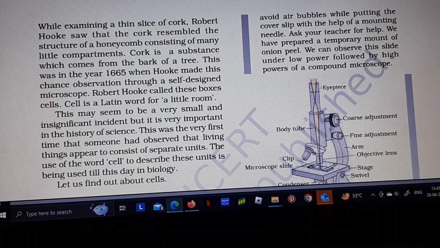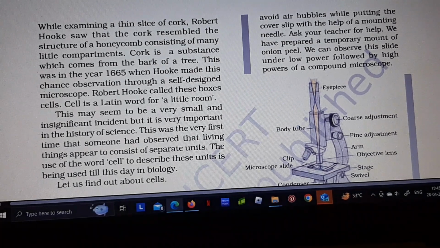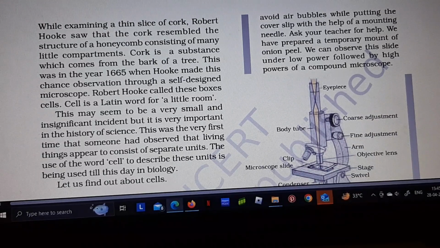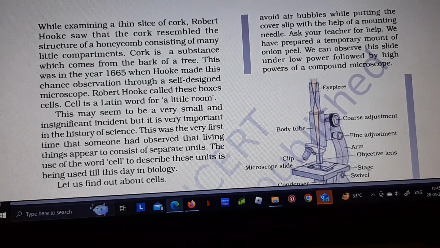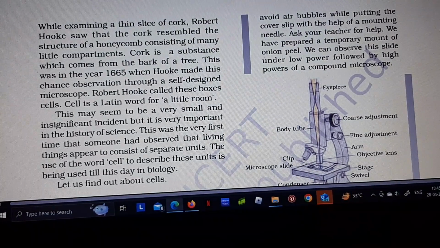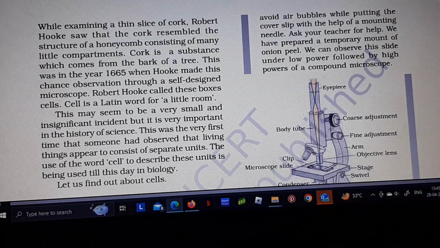This may seem to be a very small and insignificant incident, but it is very important in the history of science. This was the very first time that someone had observed that living things appear to consist of separate units. The use of the word cell to describe these units is being used till this day in biology.